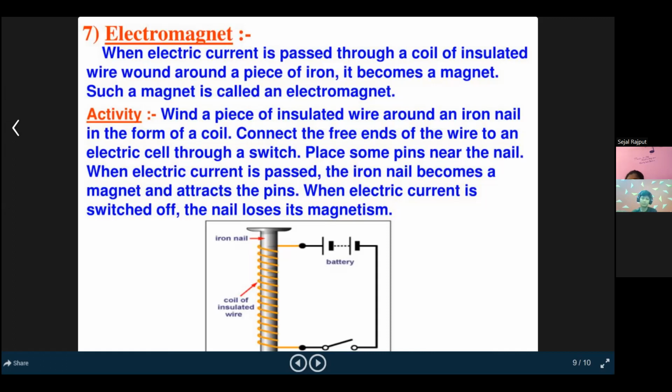As soon as we switch on the battery, what happens? The iron nail starts behaving like a magnet. How will we come to know that it is behaving like a magnet? It attracts very small iron pins towards it. So this shows the presence of magnetism. And as soon as we switch off the current, it stops behaving like a magnet. Again it behaves like iron only. So it means the magnetic effect is for a shorter interval of time.